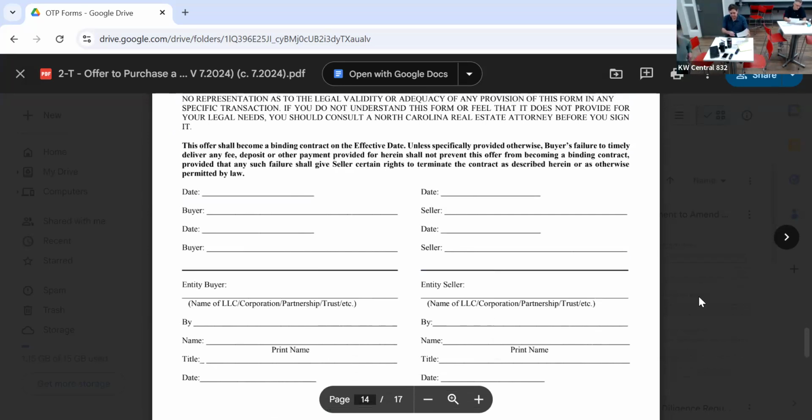Again, same thing when we're talking about signatures. If the buyer is an entity, LLC, corporation, partnership, trust, any of those, the name of the entity goes here. The human that is signing on behalf of the entity goes here, and then it's their name and their title. Same thing on the seller side.